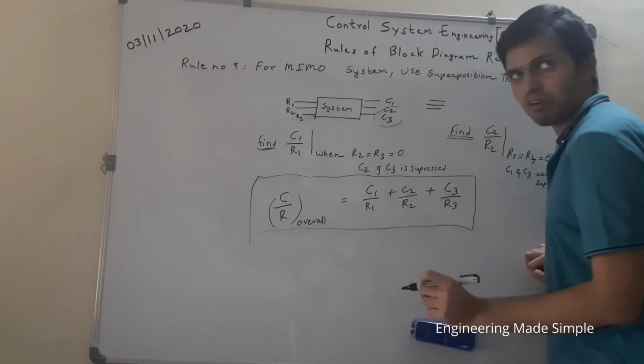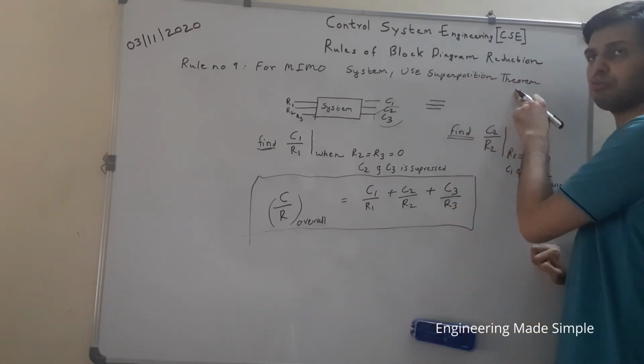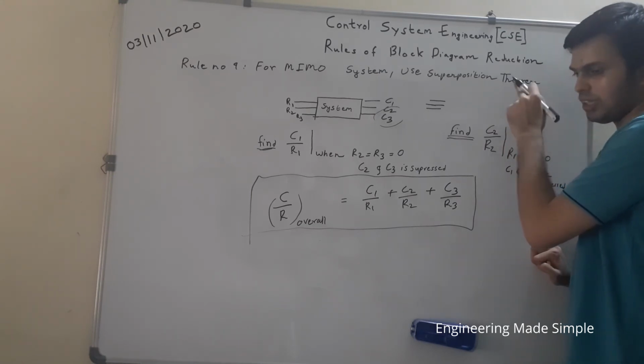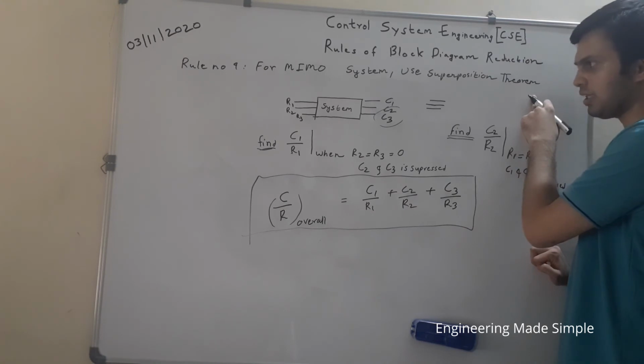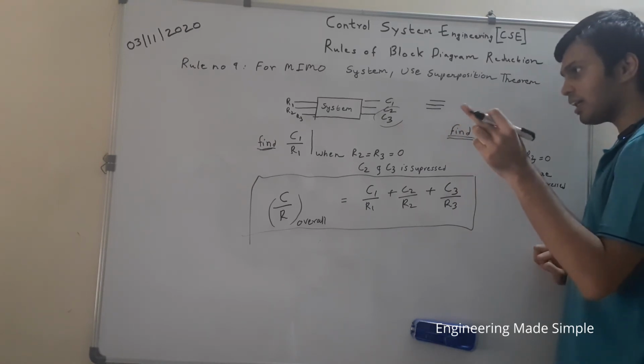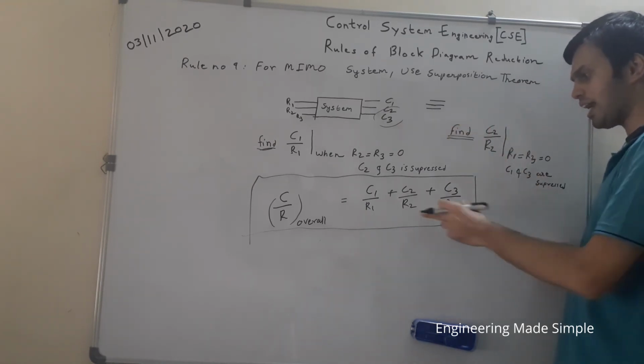So if I want to find the overall transfer function for this particular system, we need to find it using superposition theorem. This superposition theorem we studied in our electrical networks course also. In that, if we have multiple sources, we consider each individual source at a time and calculate its output, and at the end we add it.